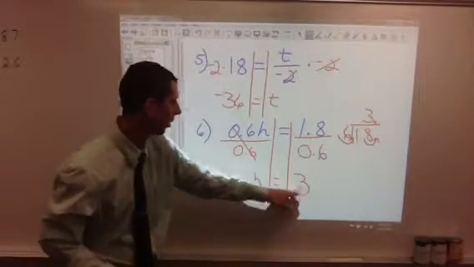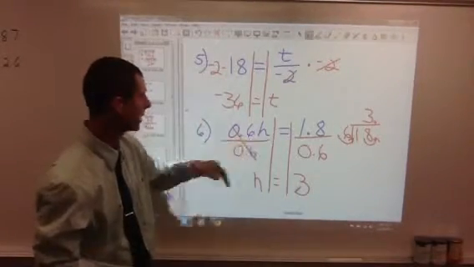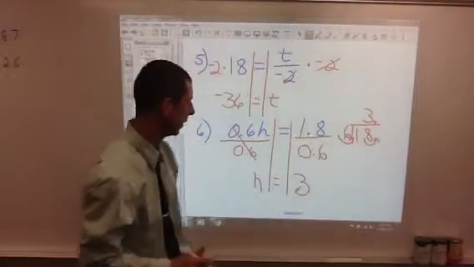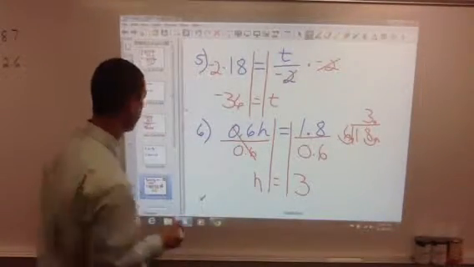And then you can check your work. 3 times 0.6 is going to be 1.8. So h is 3 on that problem.